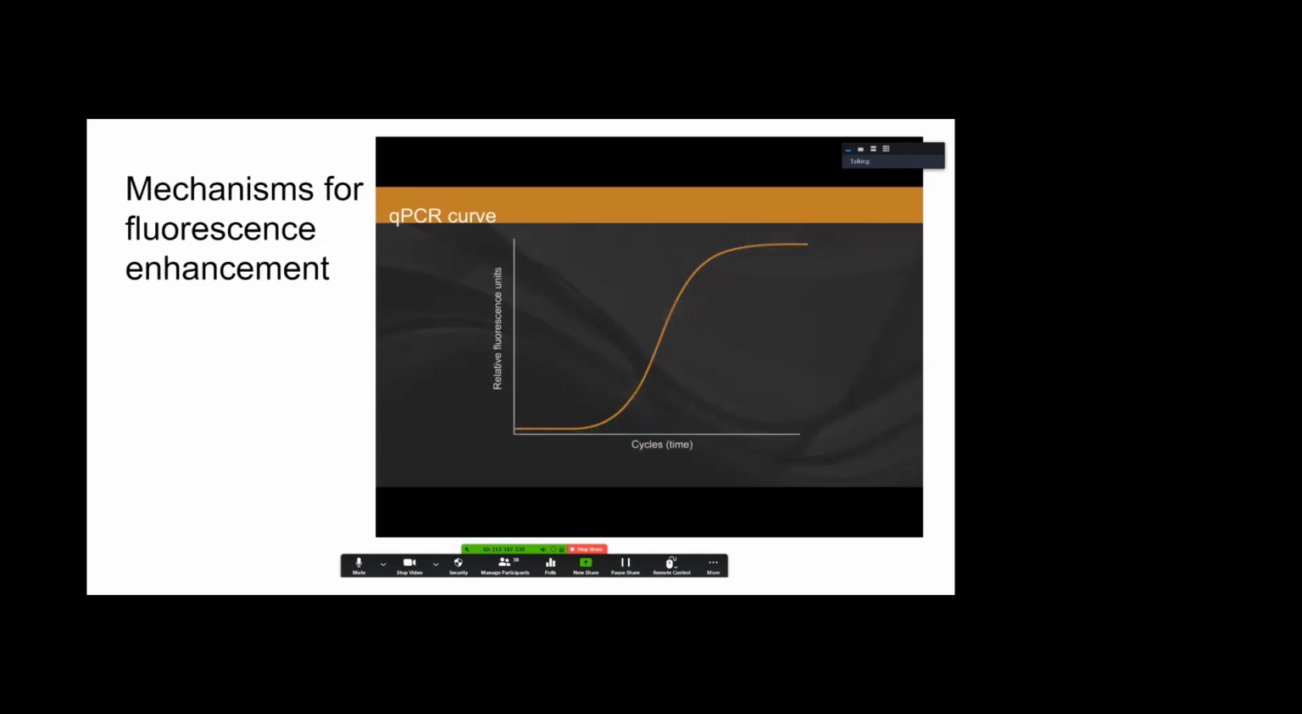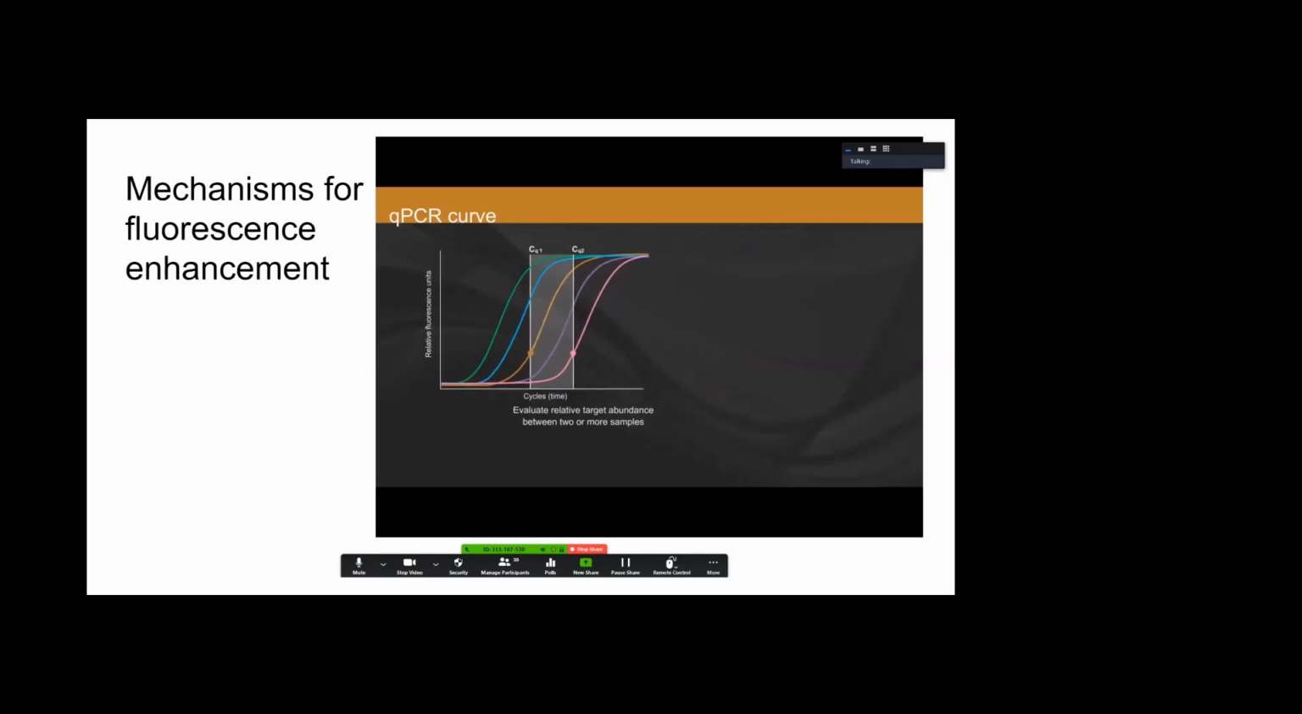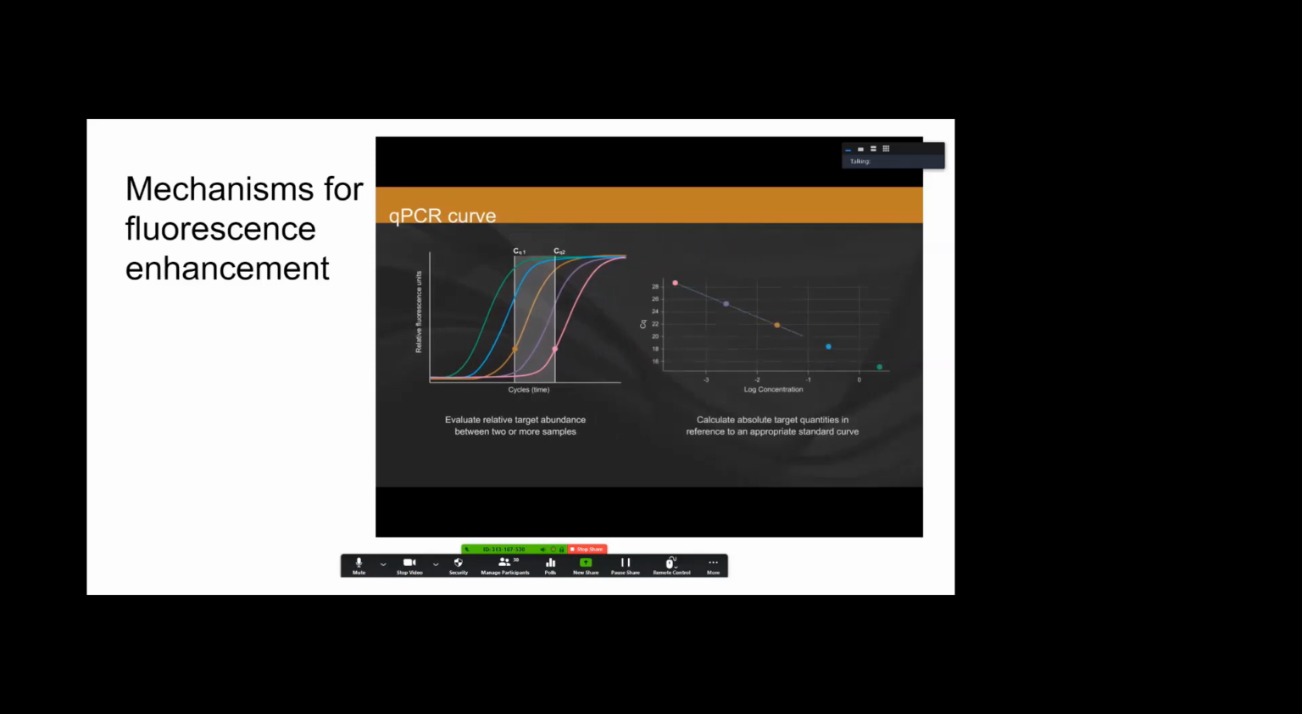When the fluorescent qPCR signal is detectable over the background fluorescence, a quantification cycle, or Cq value, can be determined. Cq values can be used to evaluate relative target abundance between 2 or more samples, or to calculate absolute target quantities in reference to an appropriate standard curve.